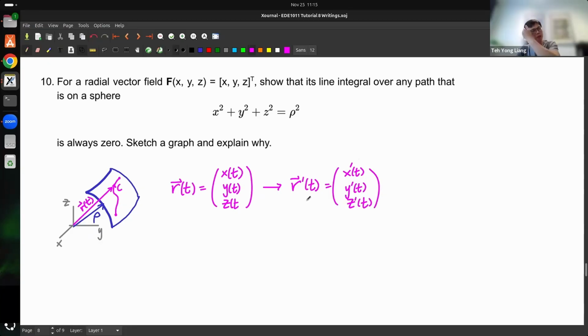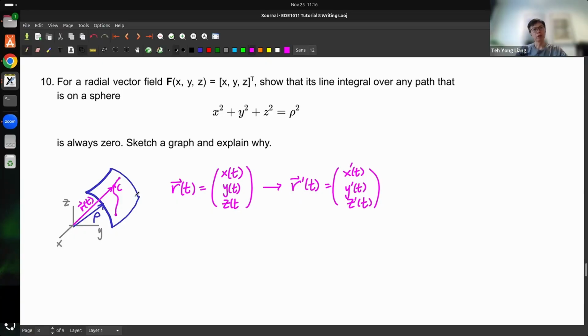In this process, I didn't embed the condition that the parameterized path r of t is on the sphere, because this is very general. I didn't say that this x of t, y of t, z of t must be such that the path is on the sphere. I didn't embed that condition yet. But how do we embed this condition?